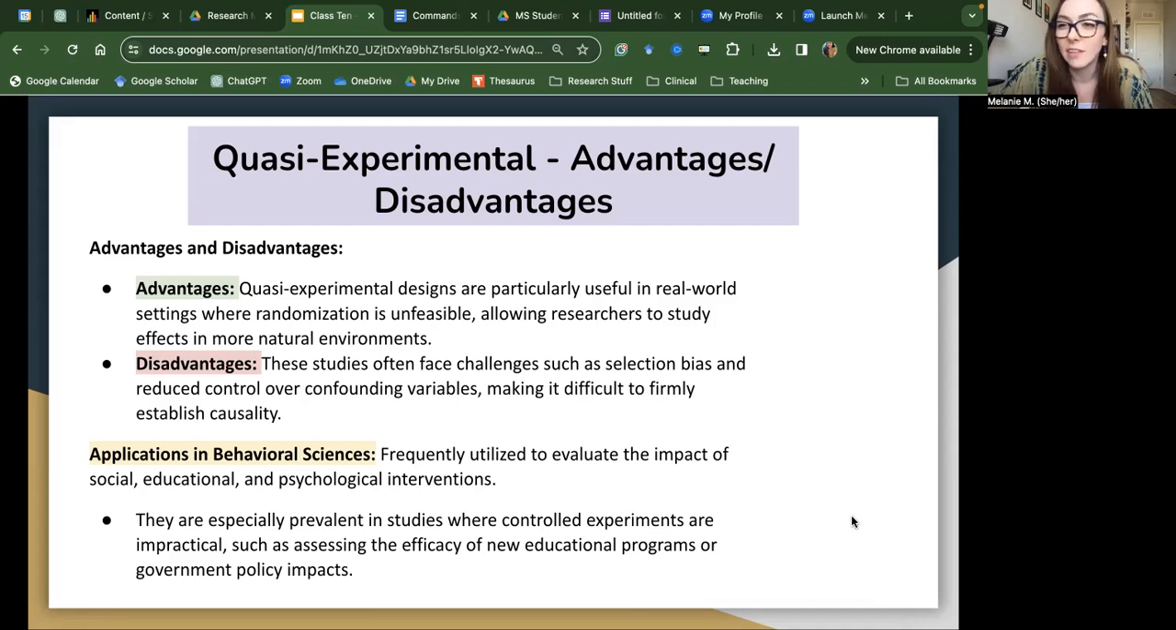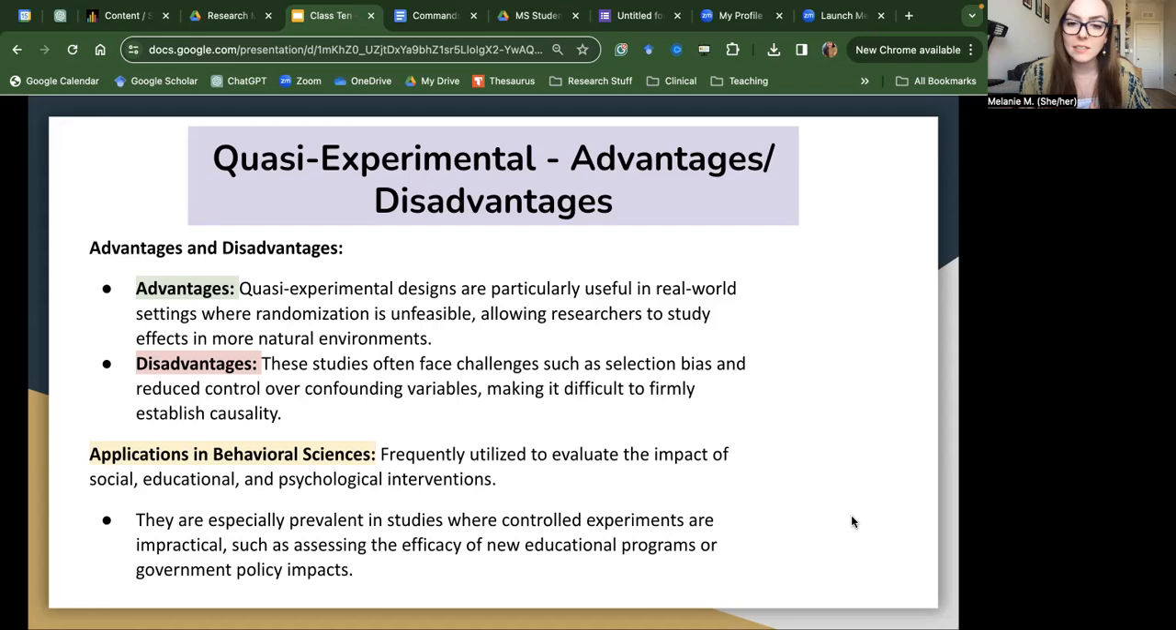A disadvantage of that is that there is a much higher risk of something like selection bias, and there's just a lot less control over confounding variables because you aren't able to do that random assignment. And because you can't control it quite the same way in a quasi-experimental design, there's just more variables involved. We can't actually confidently say that this one change, this one variable impacted the outcome. We can say it's likely, we can say there's a relationship between them, but we can't say one causes the other. That's an inherent barrier or disadvantage of quasi-experimental research designs.